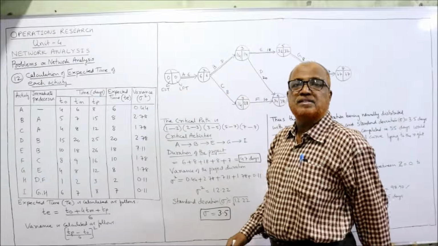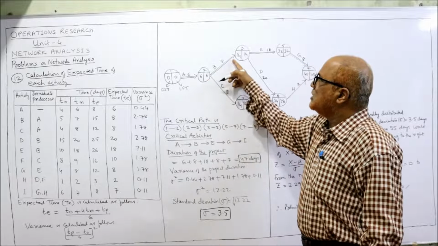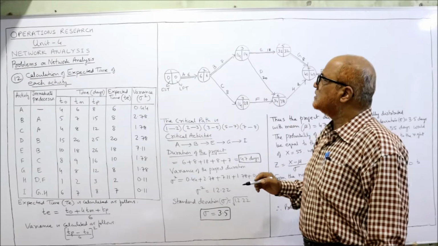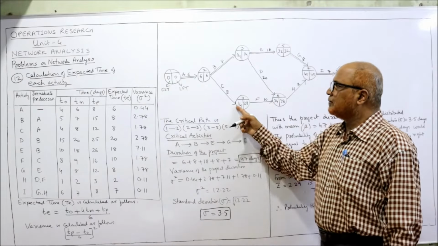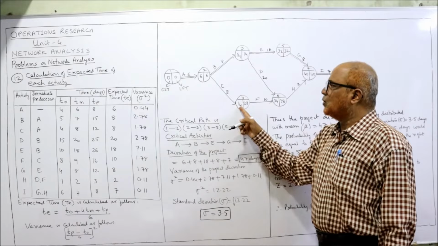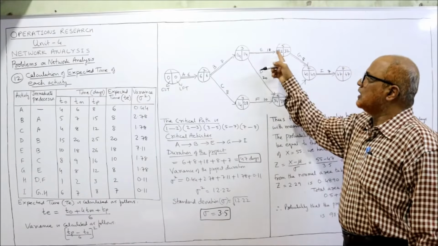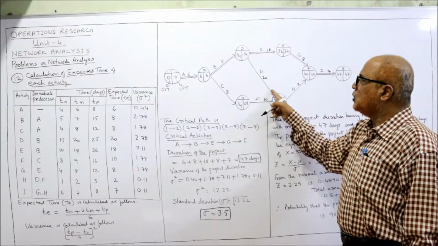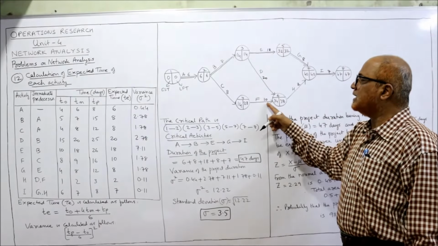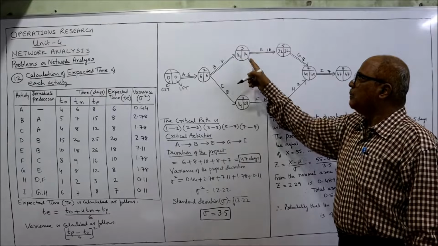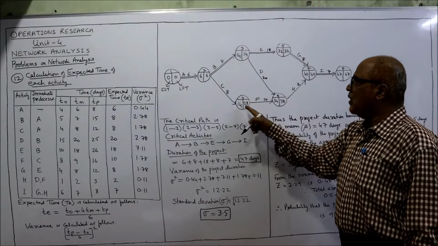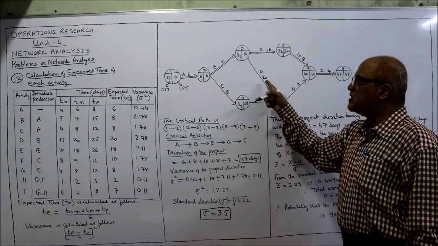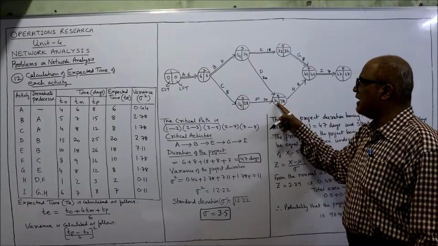First forward, first number. So 0. Here one arrow is merging: 6 plus 8, 14. Then here one arrow is merging, so 6 plus 8, 14. Here one arrow is merging, so 14 plus 18, you will get 32. Here two arrows are merging, so we take the maximum. 14 plus 20 is 34, or 14 plus 10 is 24. Whichever is higher, 34 is higher, I have taken.